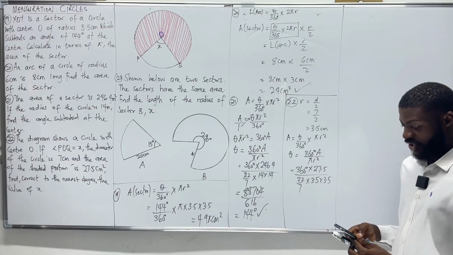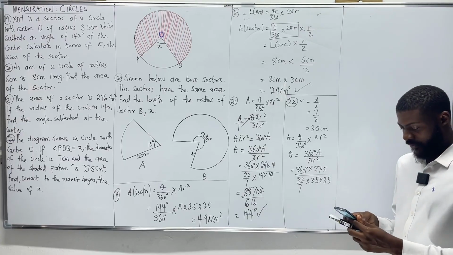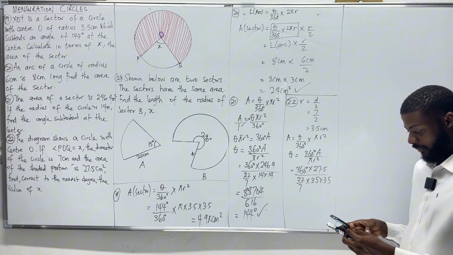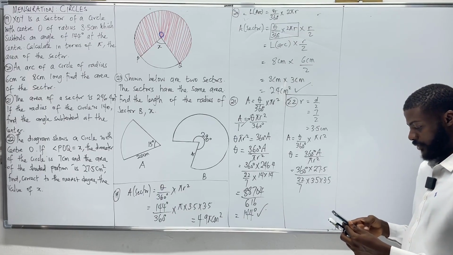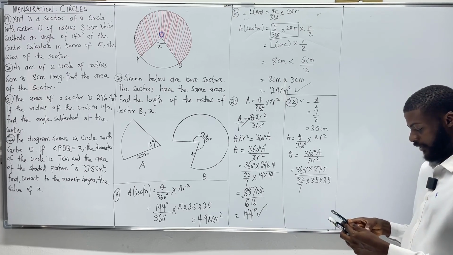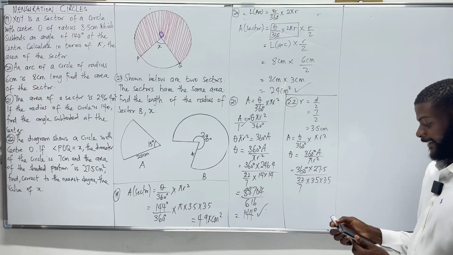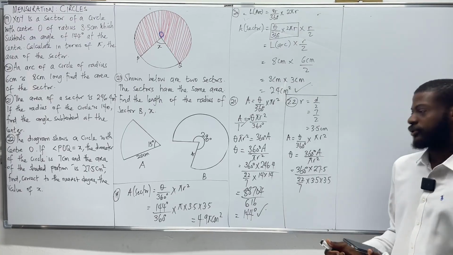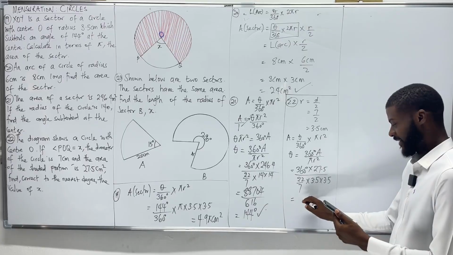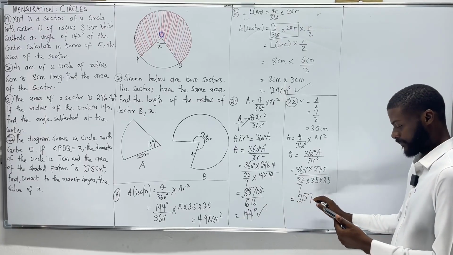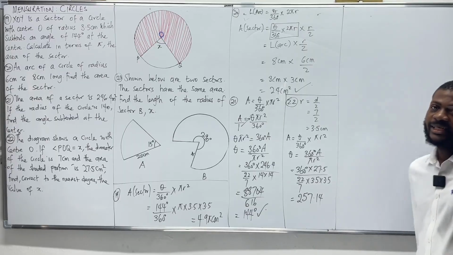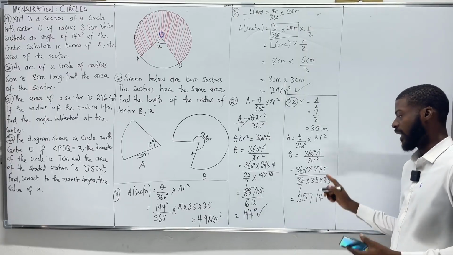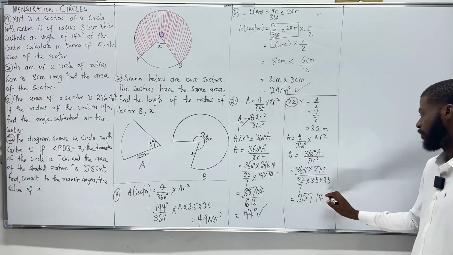All right. So this time around, I'm going to just do everything straight. 360 times 27.5 times 7, divided by 22, divided by 3.5, divided by 3.5 again. Okay, that's a lot. So this will give us 257.14. Yep, that's what we're going to be getting. 257.14 degrees.